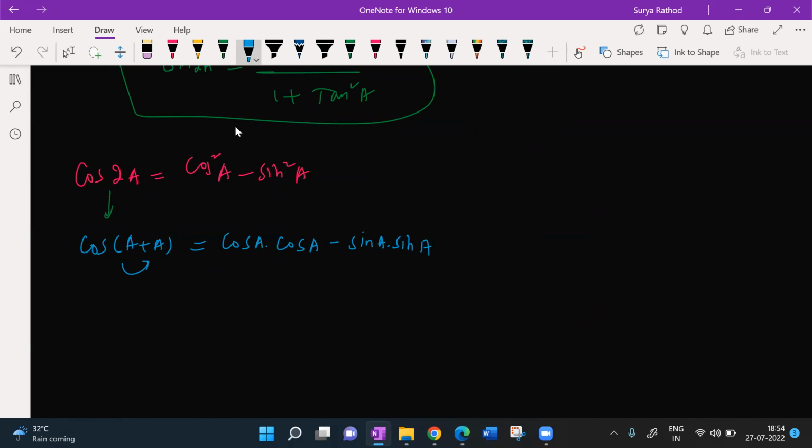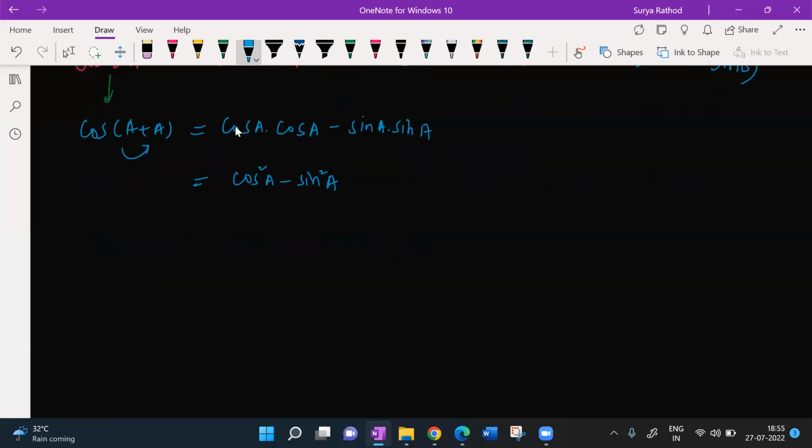Do you guys have any problem here? Tell me now. This is how I can write it. So here, in place of B, what you have? A you have. So replacing B with A, that's it, story over. What are you going to get now? Cos A into cos A, cos square A minus sin square A. So that is the cos 2A formula.